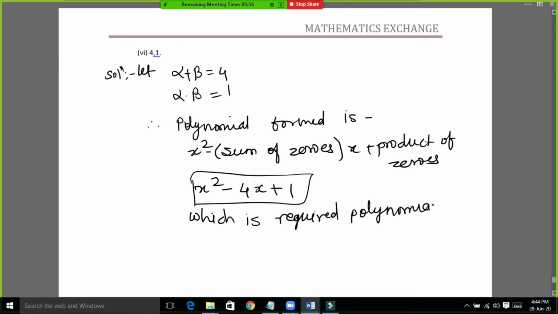Because in this we get all the coefficients and the constant as real numbers, there is no need to multiply by some constant k. So x square minus 4x plus 1 is the required polynomial. This is all about NCERT exercise 2.1.